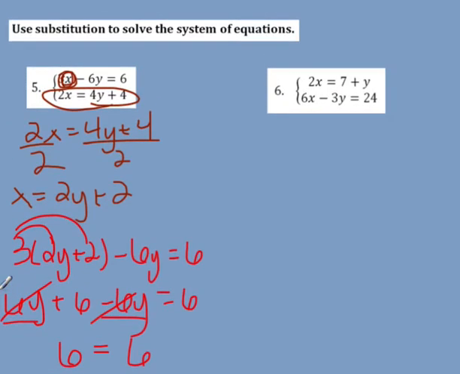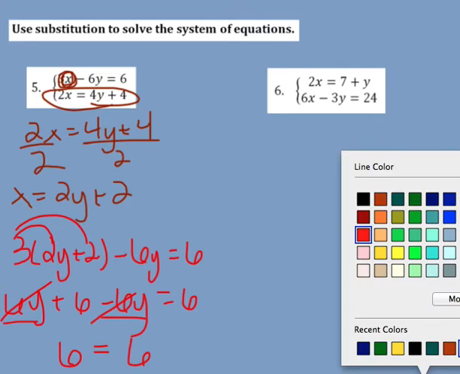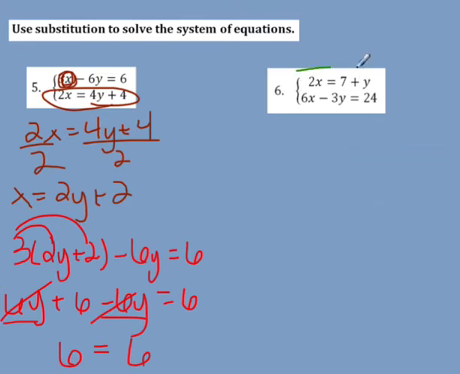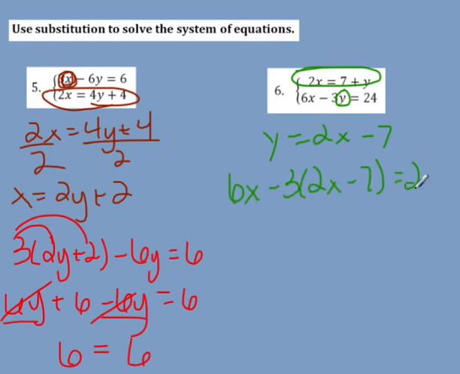Let's take a look at this one here. So what I'm going to do is solve this equation for y. So I'm going to subtract 7 from both sides. So that's going to give me 2x minus 7. So what I'm going to do is plug that in for y here. So I'm going to get 6x minus 3 times 2x minus 7 is equal to 24.